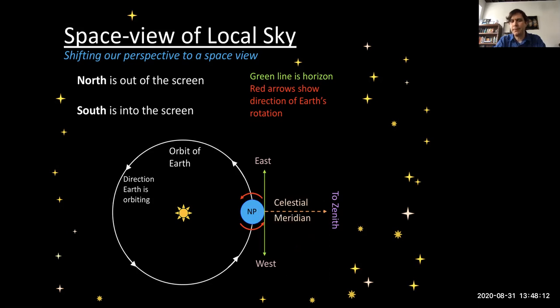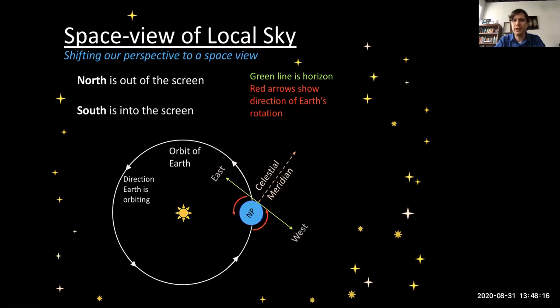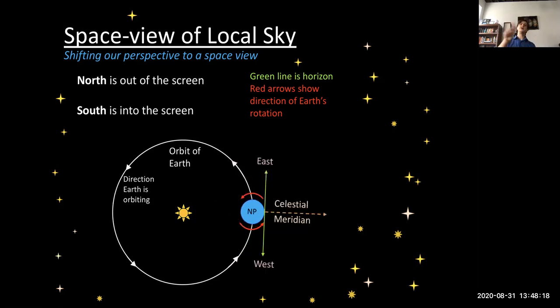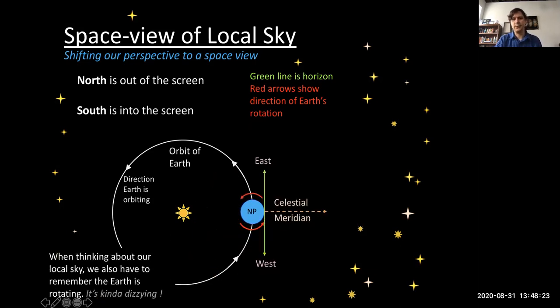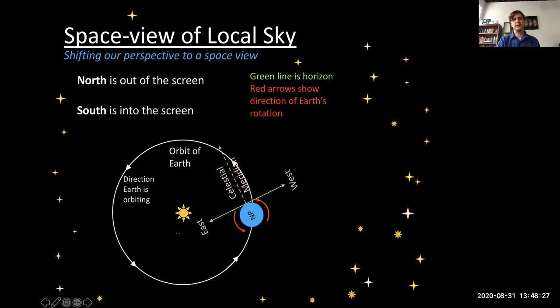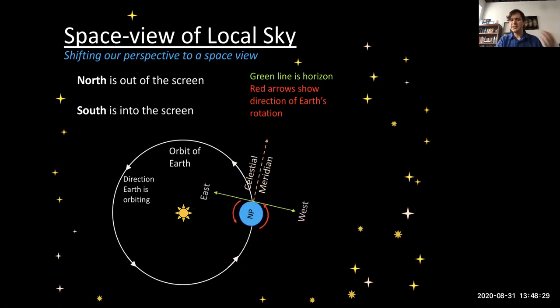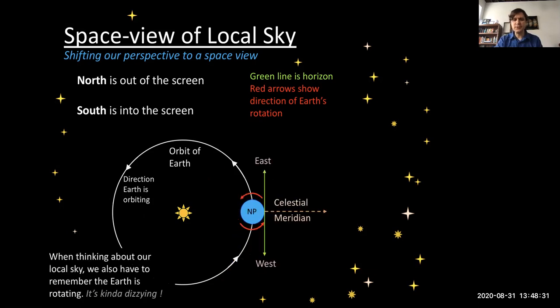But this is a little bit problematic because what's happening all the time, the Earth is rotating. So this entire local sky, what stars would be pointing at, what stars are up, and whether the sun is up is constantly changing. So it's kind of dizzying to think about this. The Earth is doing this once every 24 hours.